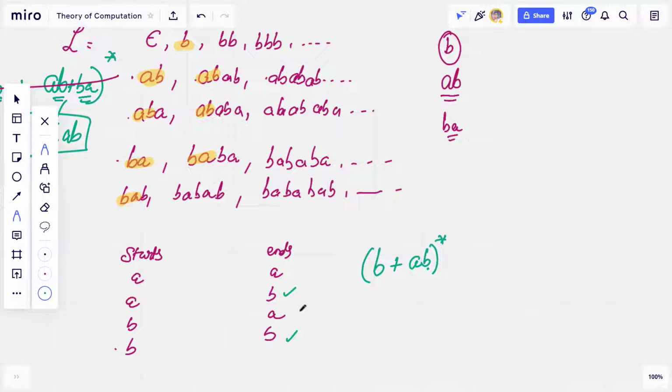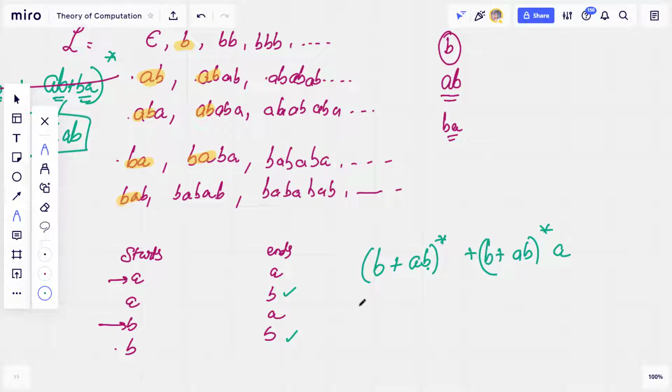And if you want a string to actually start with B, just start with B. Fine. But this is not enough. I actually want to cover these two classes too, the ones that end with A. So that's why I add one more term, which is B plus AB star into A.